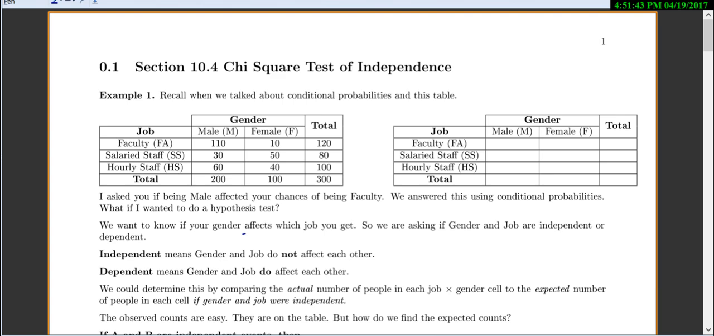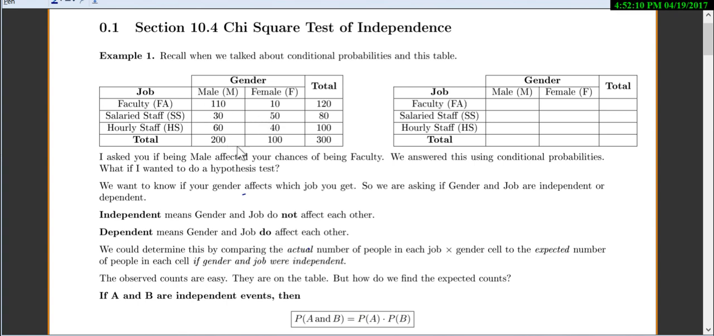So what we're going to do is compare the actual number of people in each, I call this job cross gender cell. So each cell, like 1, 2, 3, 4, 5, 6. We're going to compare all of these actual data values to the expected number of people in each cell if the gender and job were independent. And we say if they're independent because that's kind of our status quo and is also what we know how to find probabilities for.